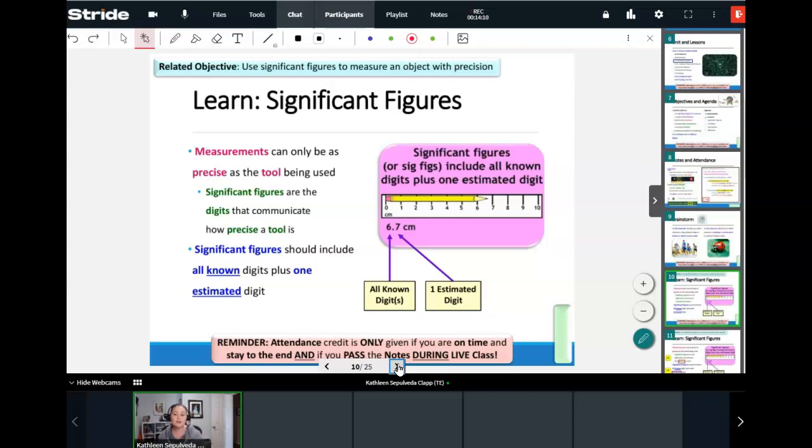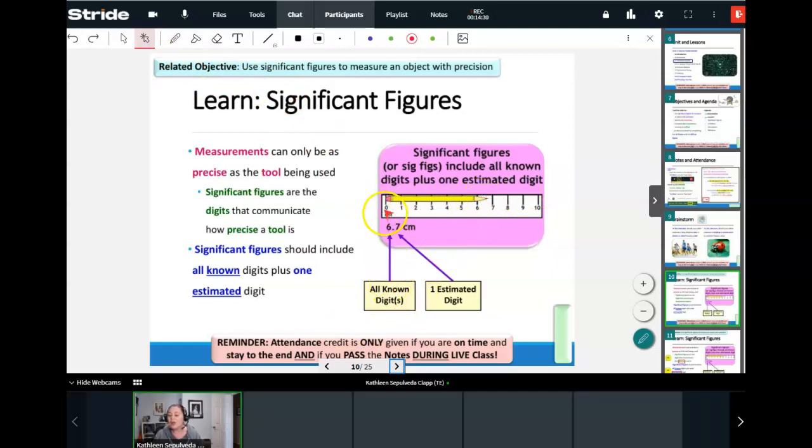So significant figures are digits that communicate how precise a tool is, really. Now, in order to figure out the significant figures, you should include all known digits plus one estimated digit. So how do I do that? Let's take a look at this pencil here, okay?